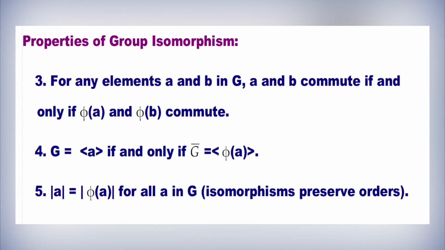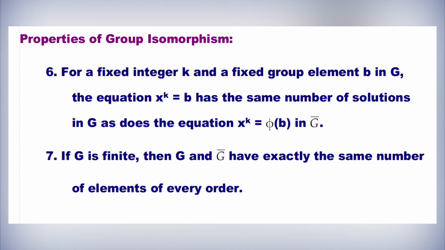Property number 4, G is equal to the set generated by A if and only if G bar is equal to the set generated by phi of A. Property number 5, the order of A is equal to the order of phi of A for all A in G, because isomorphisms preserve orders. Property number 6, for a fixed integer k and a fixed group element B in G, the equation x to the power k is equal to B has the same number of solutions in G as does the equation x to the power k is equal to phi of B in G bar. Property number 7, if G is finite, then G and G bar have exactly the same number of elements of every order.